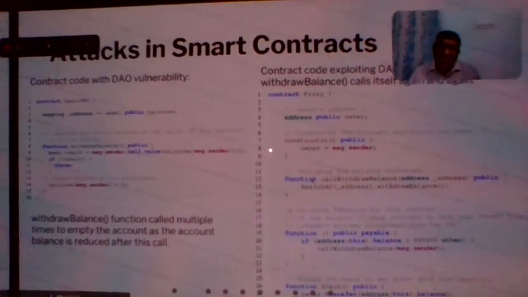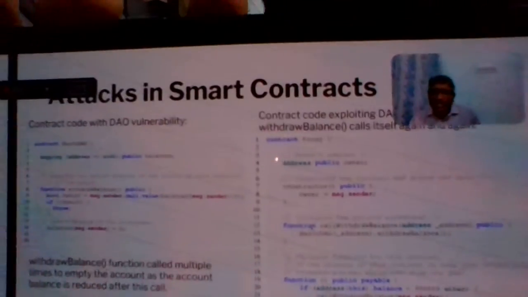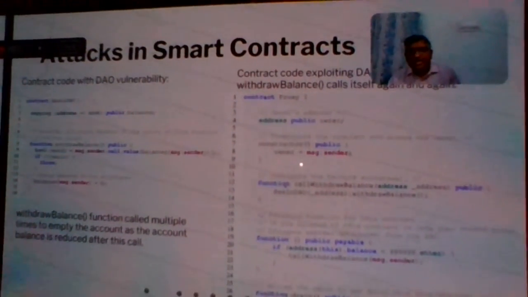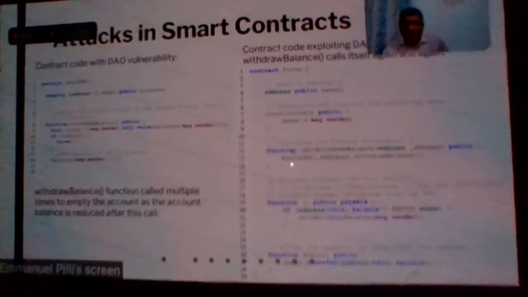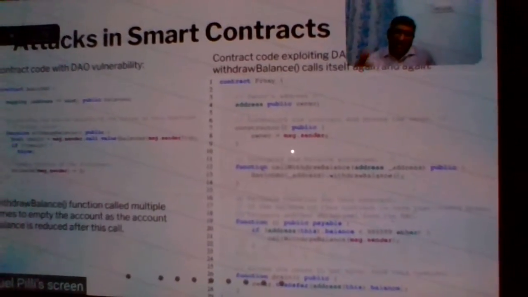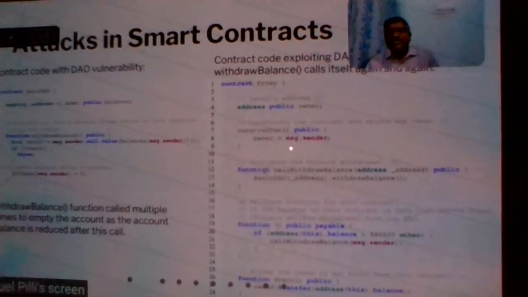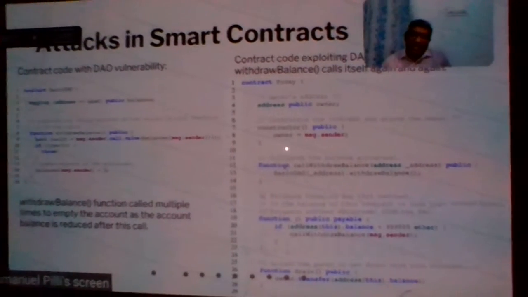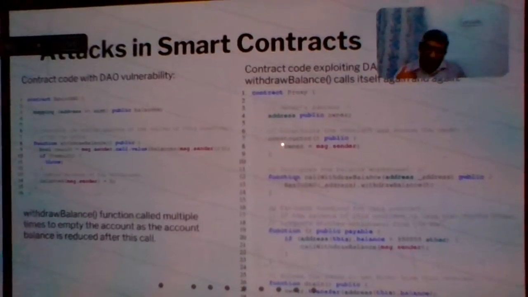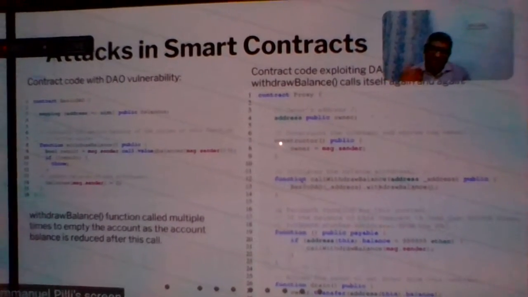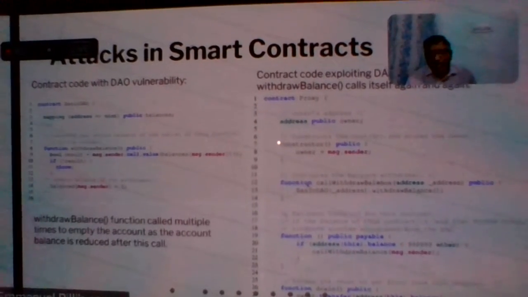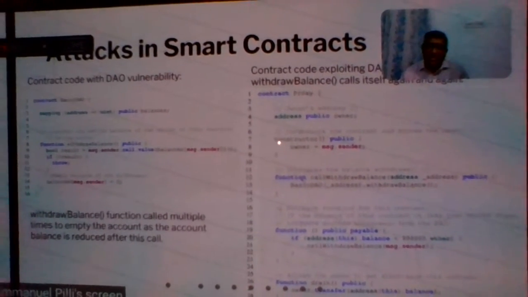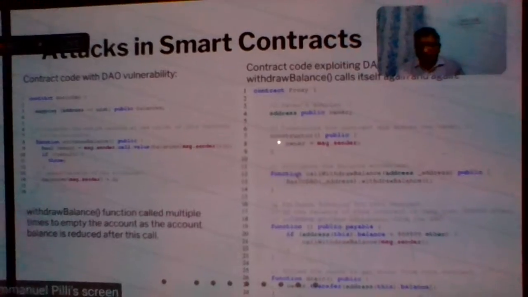Maybe when I share the slides, you can try these codes and check out how this DAO vulnerability was exploited, and how the withdraw balance calls back again and again, and the money is debited. It's like going to an ATM, placing your ATM card and withdrawing money. After some time, some more money is coming out. After some time, some more money is coming out. So these kinds of vulnerabilities do exist, and you have to be very careful when you try to do that.